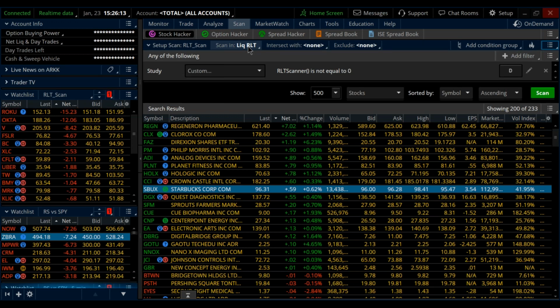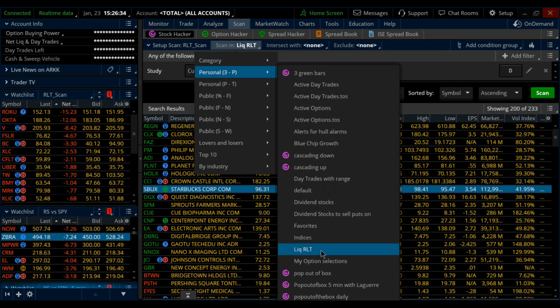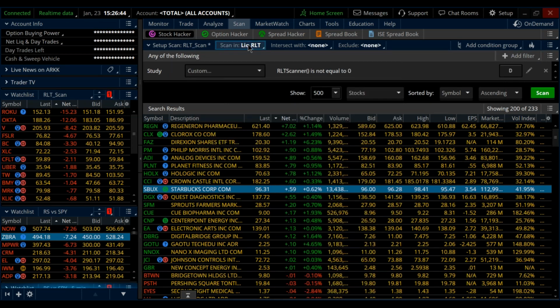I have over 700 stocks in my watch list, and if you have the Compass system and you get my workspace, which anybody who gets the Compass system can have, it's going to give you a watch list of the 700 or so stocks that I'm watching. To get to that, if it wasn't there, you just click here, and you would go to personal 3 through P, and down here you see the liquid RLT. Any watch list that you might have that you want could be included in this list, and you would just click on that. So now we've got the liquid RLT list that we're going to be doing.